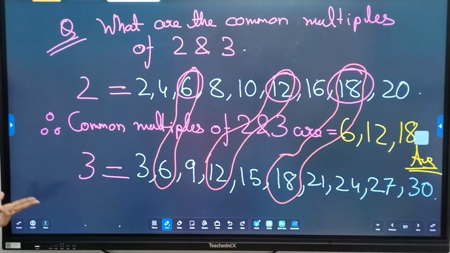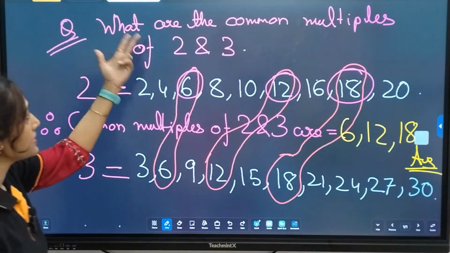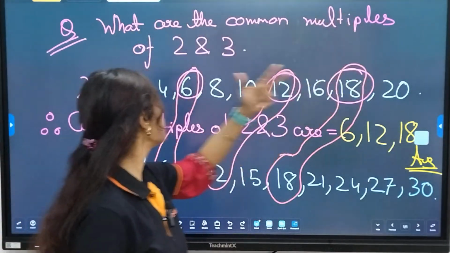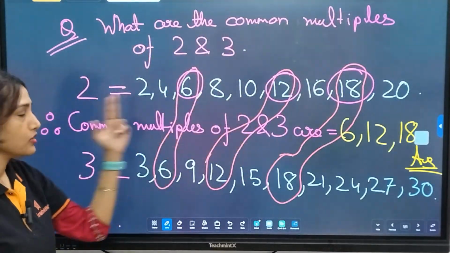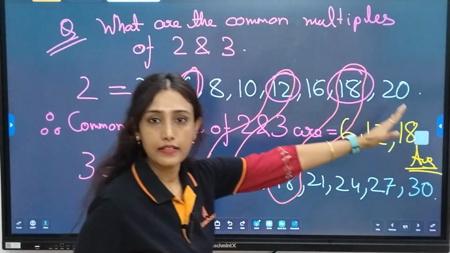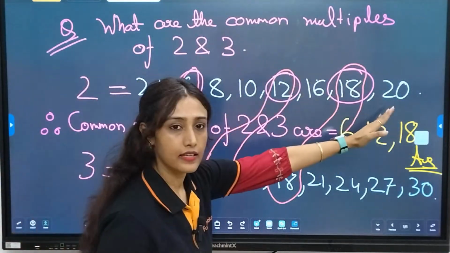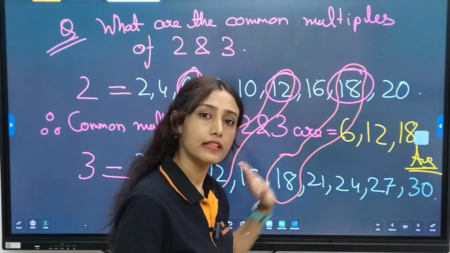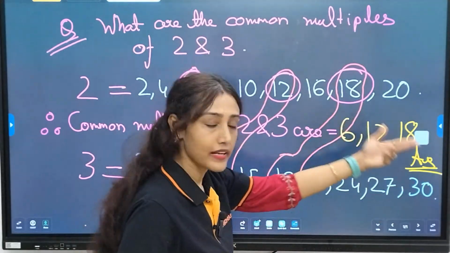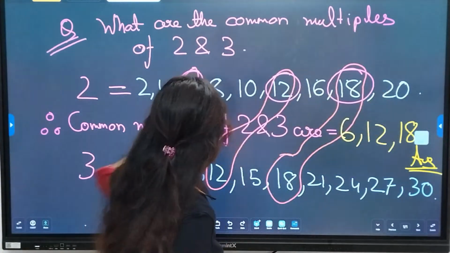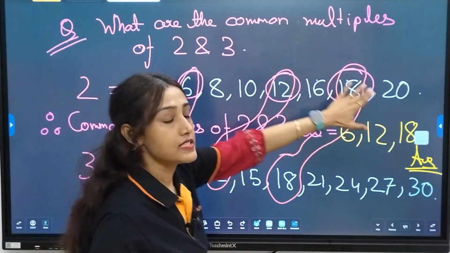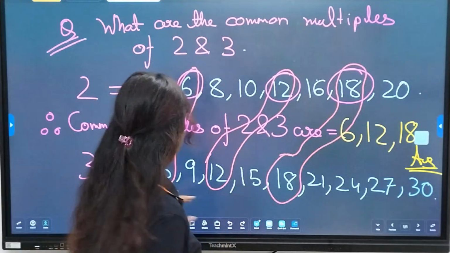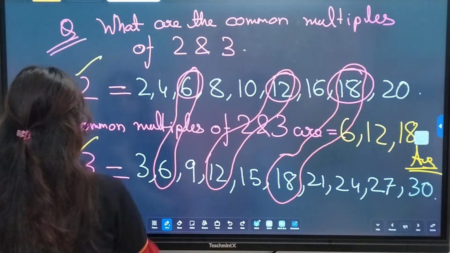I am repeating again. What did I do? The question is, what are the common multiples of 2 and 3? So I am taking 10 digits. If you take 10 here, you have to take 10 digits over here. If you take more, you can take more, but the number of digits should be similar for 2 and 3.